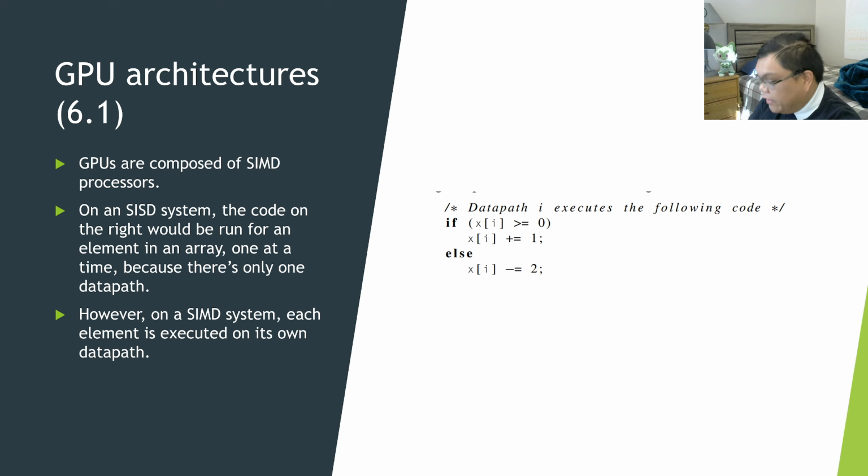What's the architecture on a GPU like? Well, it's made out of SIMD processors. Recall in an SISD system, the code here represents adding or decrementing values on each element of an array. On an SISD system, you only have one thread and it has to go from element to element to do this calculation here. Either add 1 to the element or subtract 2 from the element.